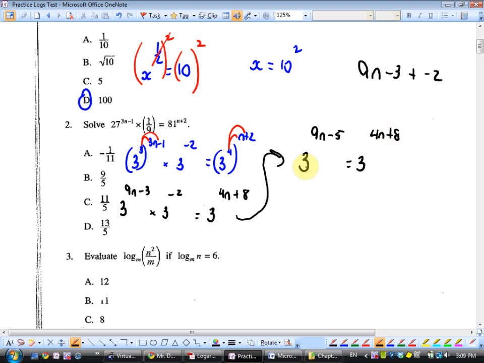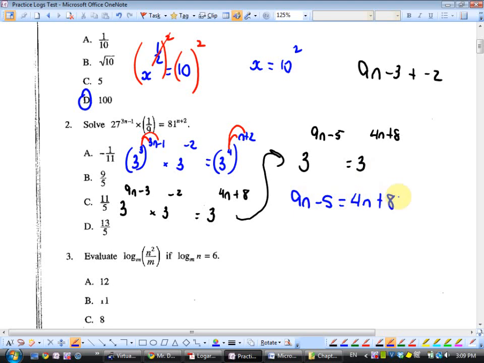What's my base on the left-hand side? What's my base on the right-hand side? Do I have one base equals one base? Are my bases the same? Then I can equate the exponents. You remember me doing that little mantra. Again, I'm trying to help jog your memories. So my equation that I'm actually going to solve is 9n minus 5 equals 4n plus 8.